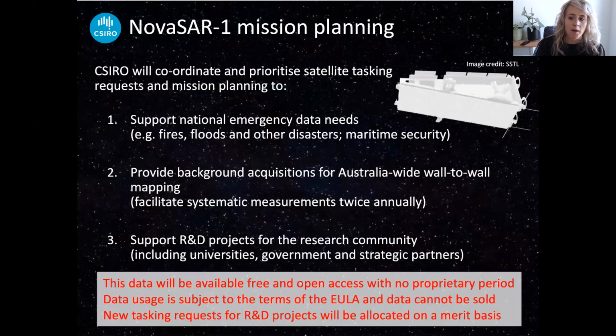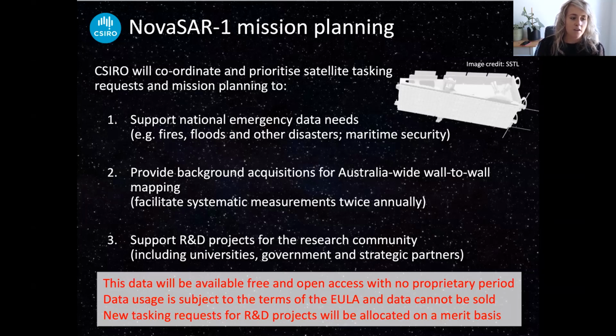So the mission planning that we're undertaking allows us to meet these 3 key objectives. So the first is to support national emergency data needs. So this is collecting data for things like floods, bushfires, and other disasters or security type events. The second is to provide background acquisitions for Australia-wide wall-to-wall mapping, which will enable users to facilitate systematic measurements over the whole country. The third component is then to support different R&D projects for the research community. So that includes universities, SMEs, government, and any other strategic partners.